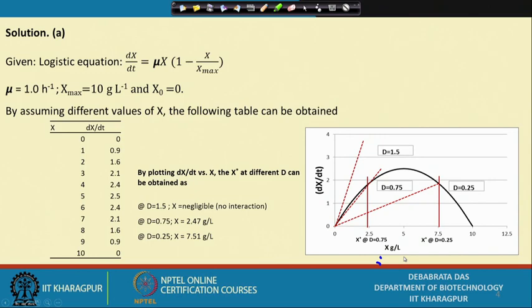Now this is the solution that we have. The logistic equation that has been given is dx by dt equals mu x times 1 minus x by x max.